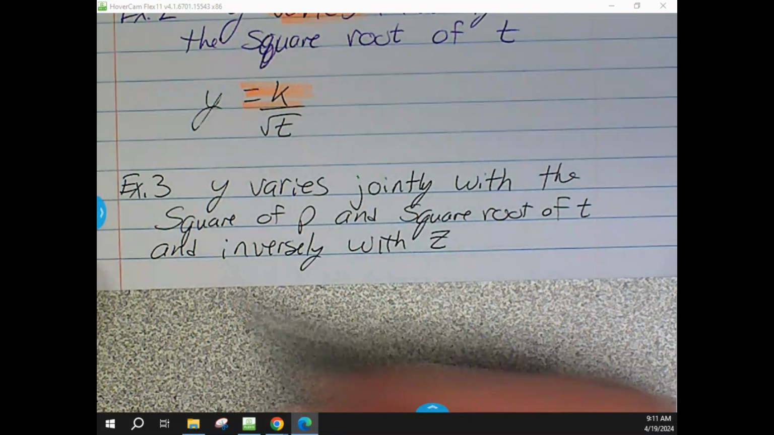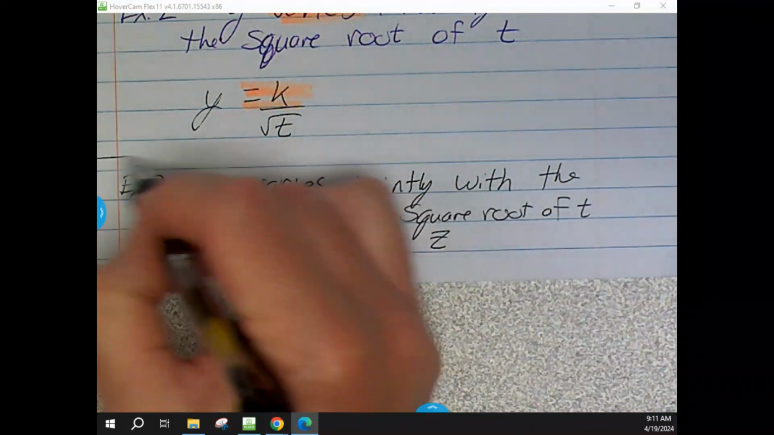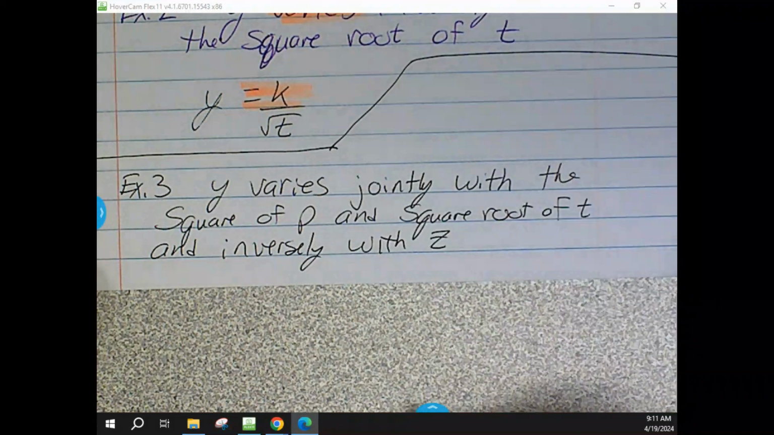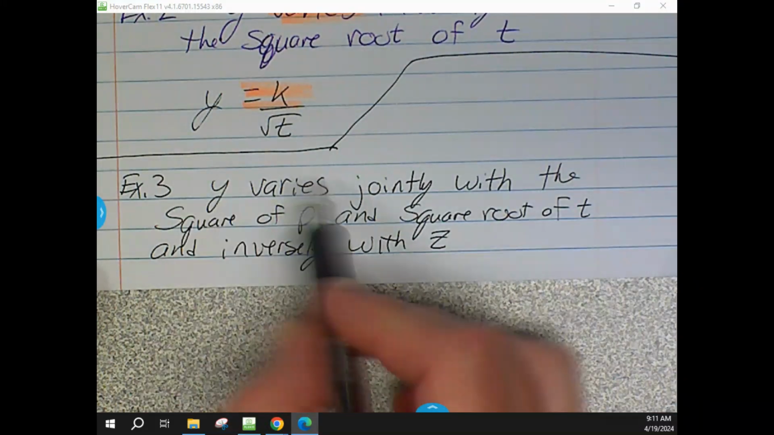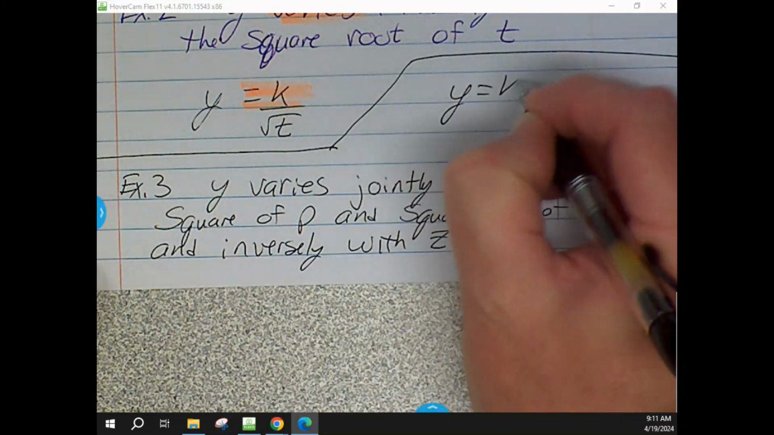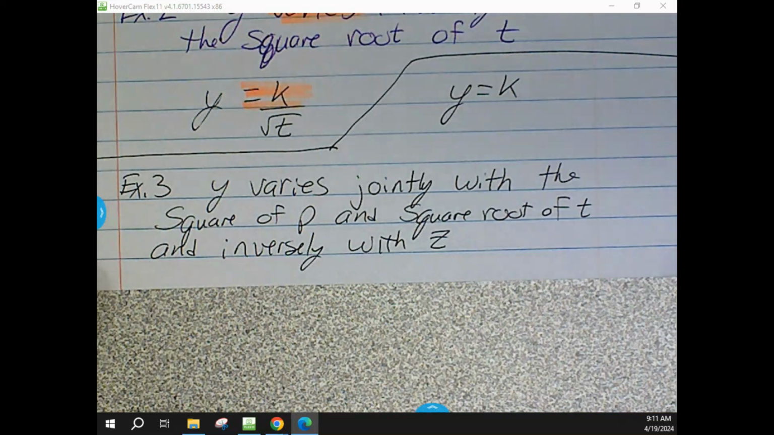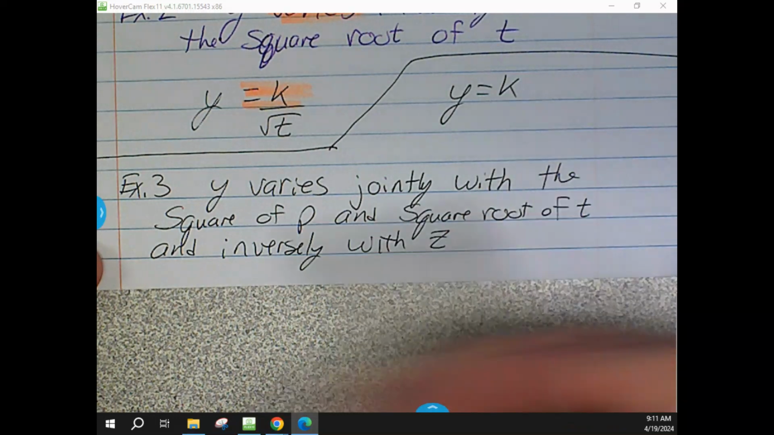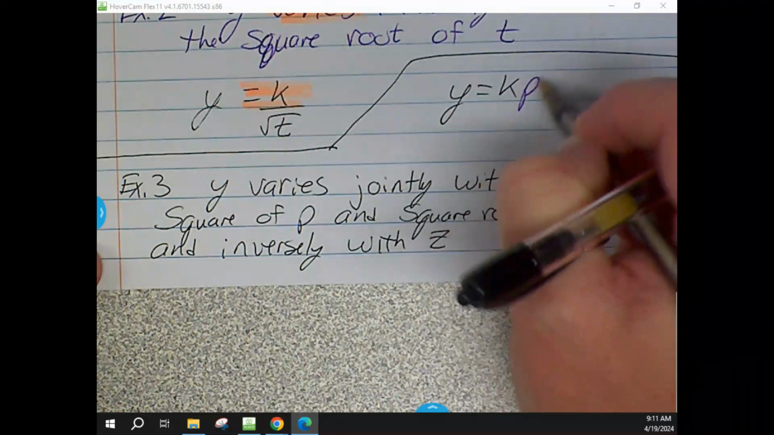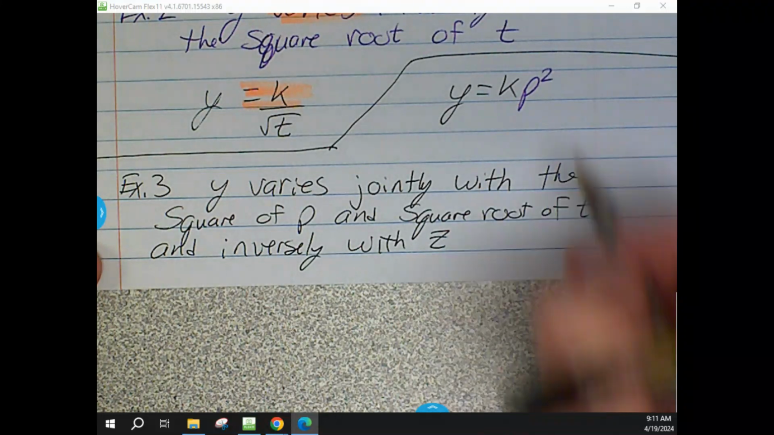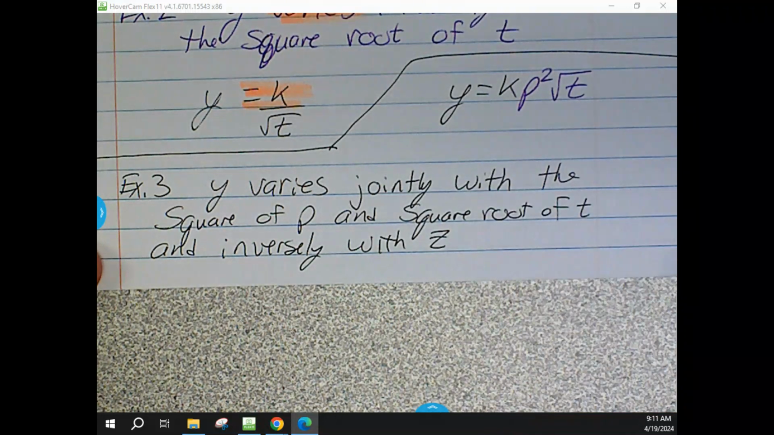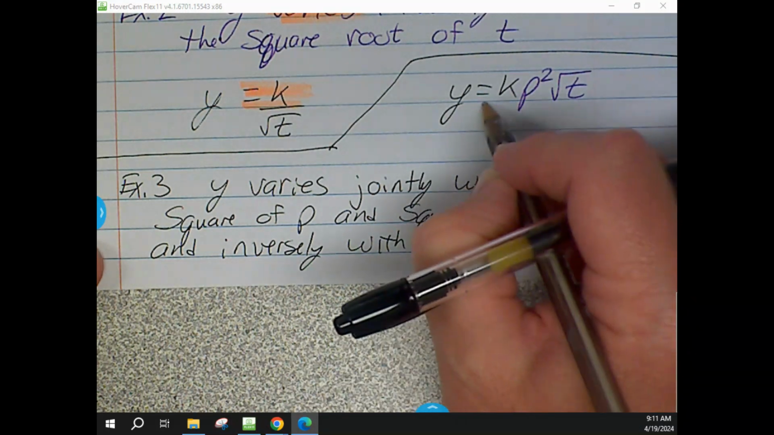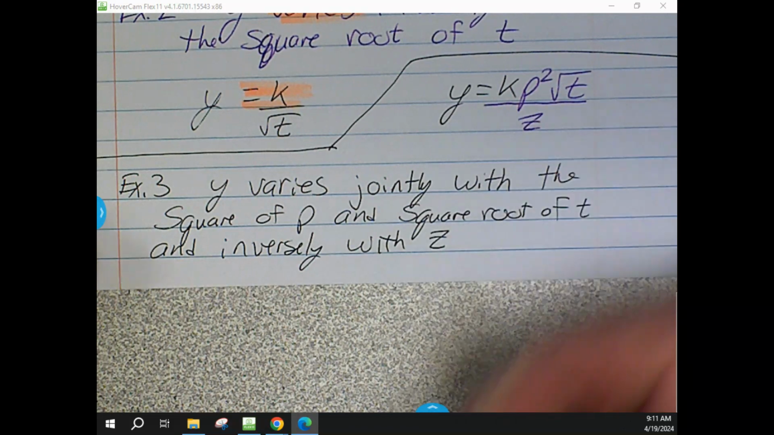Okay, I'm right at the bottom of the page, so I'm actually going to put this one up here. And again, you've got the very beginning here: y varies, so that part we're going to have y equals k. Everything after that tells you where to go. If it's joint or direct in this case, that means it goes on the top. So on the top part right beside the k, we need a p squared and a square root of t. And then on the bottom, it says inversely with z, so we need to divide by z.